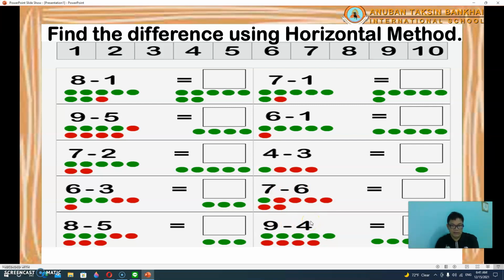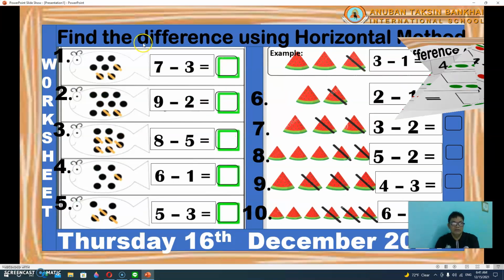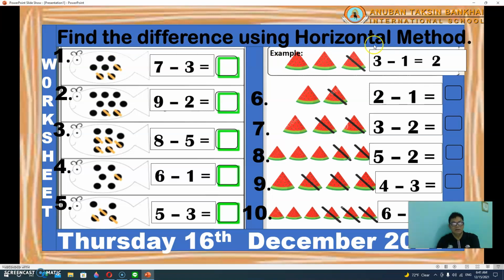So this is your worksheet. Okay, so you're going to answer. Okay, find the difference using the horizontal method. So you're going to write your answer in the box. Okay, 7 minus 3 equals 1, 2, 3, 4. Okay, 4. 9 minus 2 equals 1, 2, 3, 4, 5, 6, 7.